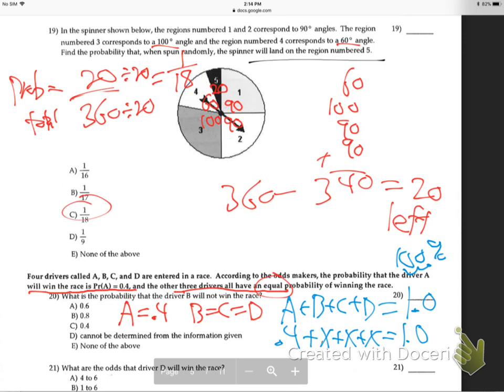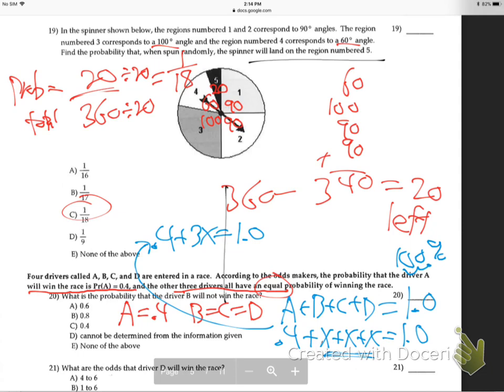So I have a little equation here: 0.4 plus 3x is 1.0. X plus x plus x is 3x. That's a little algebraic equation. Remember your glorious algebraic days when you solved equations? Maybe they weren't glorious. How do we solve that for x?